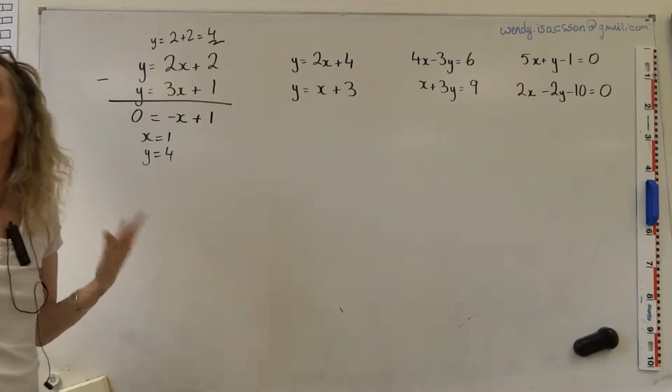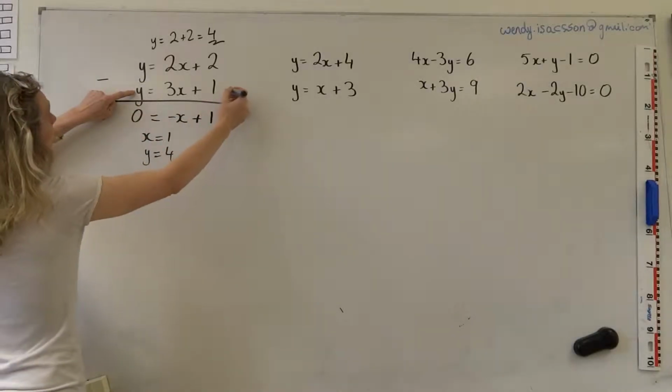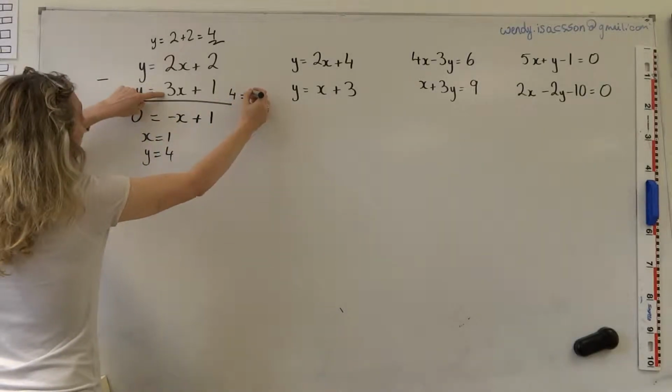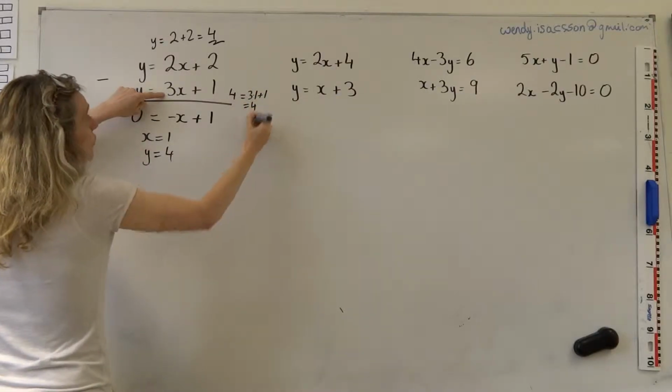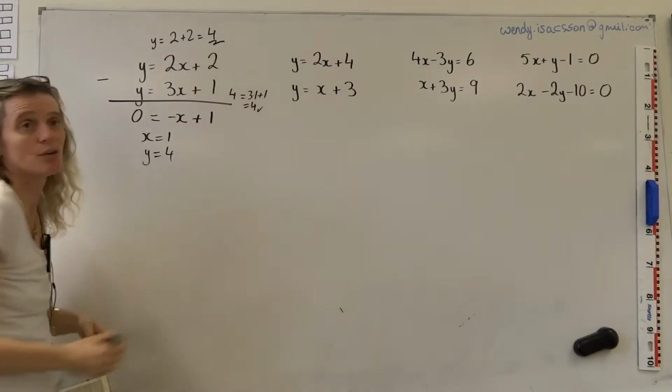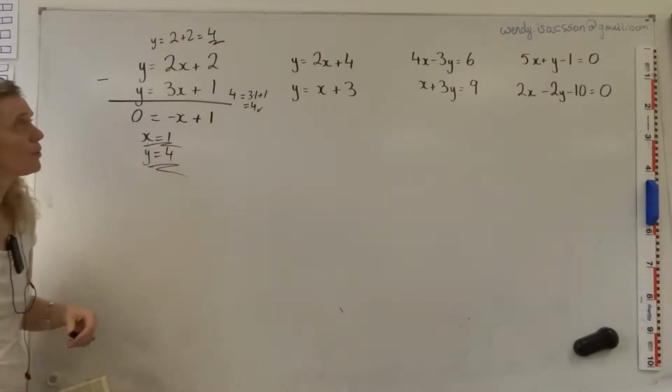Am I finished? No, because the last thing I'll do is check it. If y equals 4, then 4 should equal 3 times 1 plus 1. 3 plus 1 is 4. 4 does equal 4, so my check is correct. So, first equation, x equals 1, y equals 4.